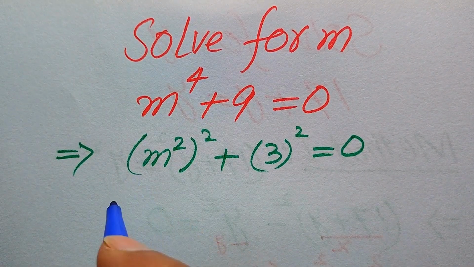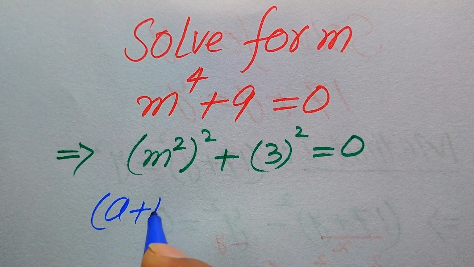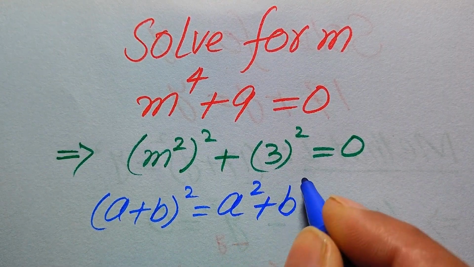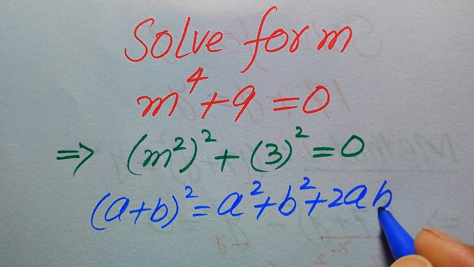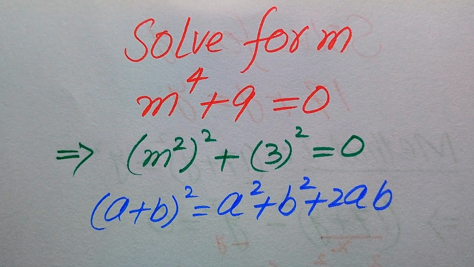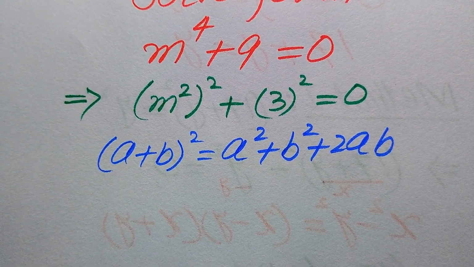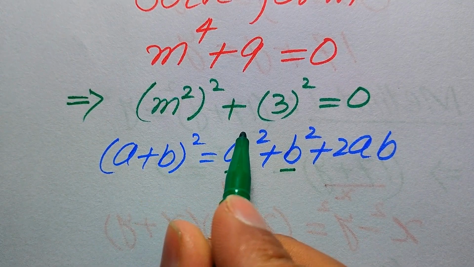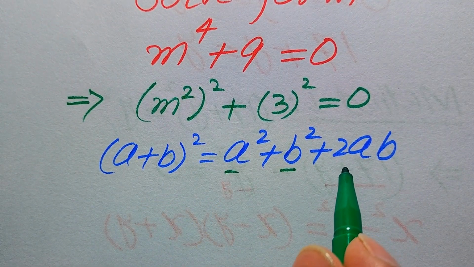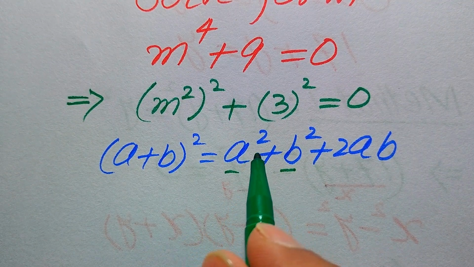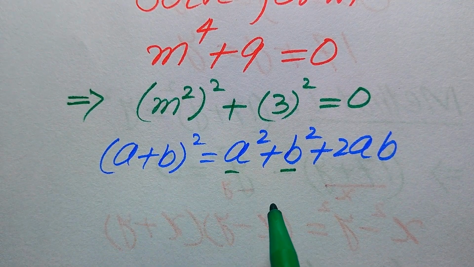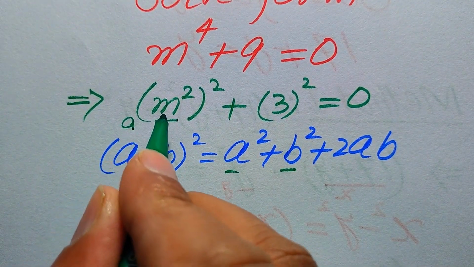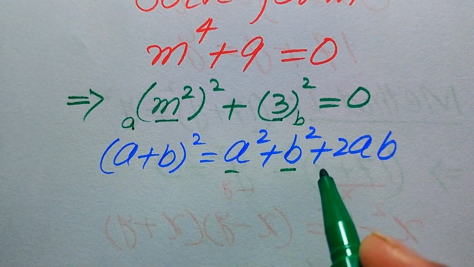You know about that. If we have (a plus b) whole square, it is equal to a square plus b square plus 2 times of ab. So according to this formula, if you look at the above equation, these two terms are here, but this term is missing, so we need to add this term here in order to complete the square. The base of this term is our a. It means that our a is m square and our b is 3.